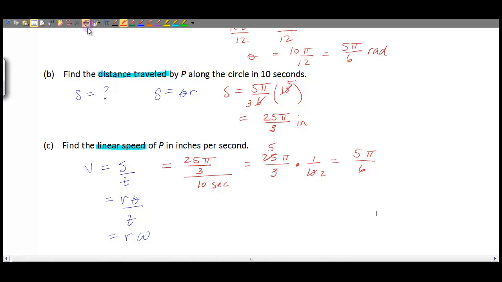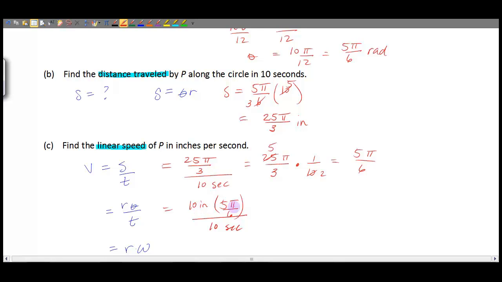So let's see if I had tried it using this formula here, radius theta over time, let's just make sure we get the right number. I just have to make sure I get the right variables. The radius is 10 inches. Theta is 5 pi over 6. Time is 10 seconds.